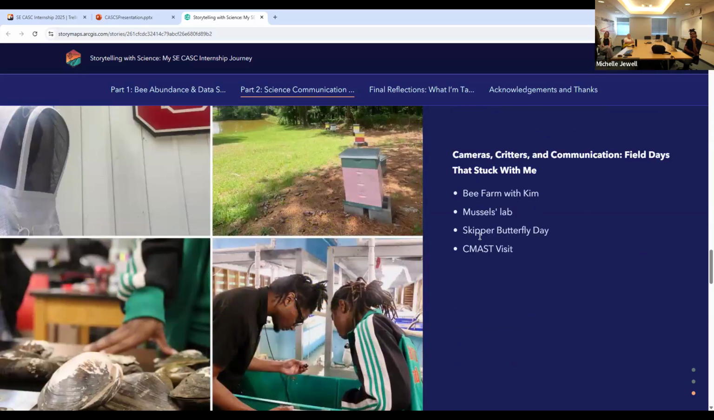And of course, this is my favorite portion of the whole entire experience, the field days: cameras, critters, and field days and communications. So we had a series of different activities where we went out and tagged along with the researchers in the field. Our first field day, we went out to the bee farm here on campus, and we got to look at what researchers were doing to understand how the mites were affecting the honeybee population.